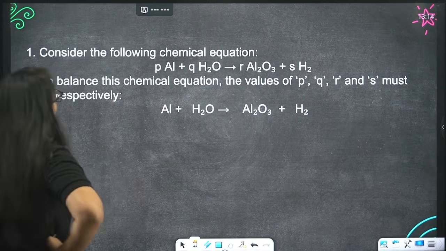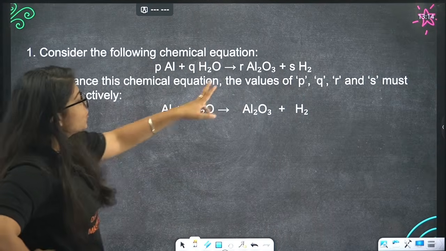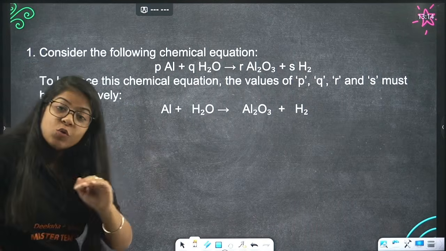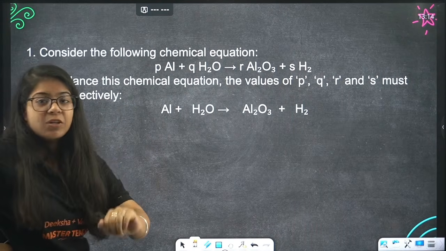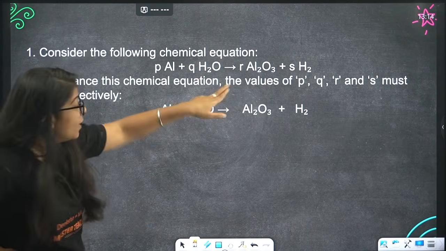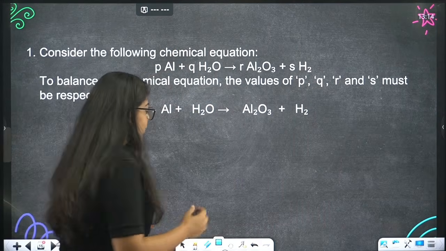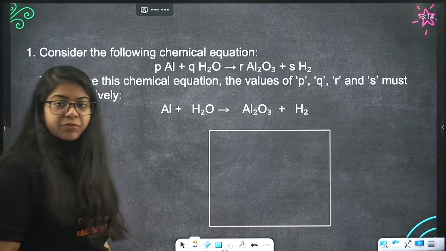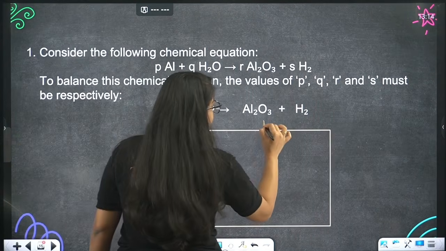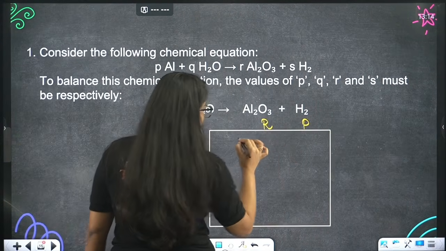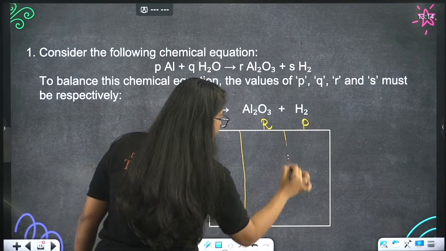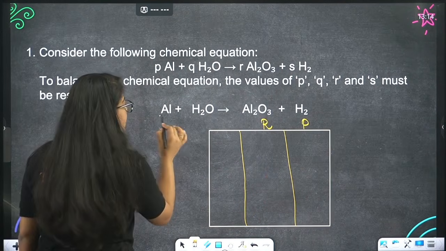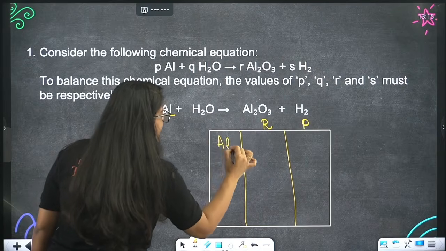So what happens beta? To balance this chemical equation, the values of P, Q, R and S must be respectively what? So you have to balance this chemical equation. Just do that, then we'll come back to this PQRS. Just make a simple box as we did before. Now this is reactant, this is product, and we will divide it into 3 columns. First we will write metals. Aluminium is our metal.